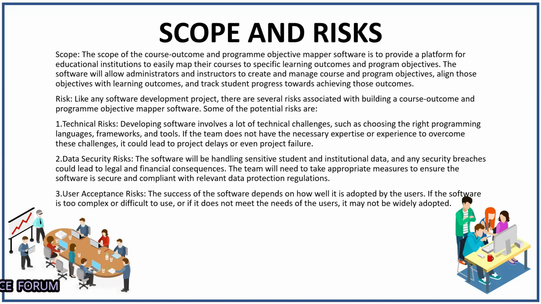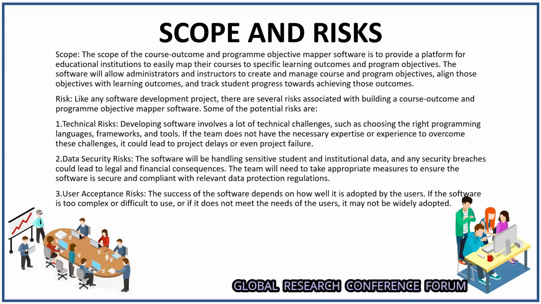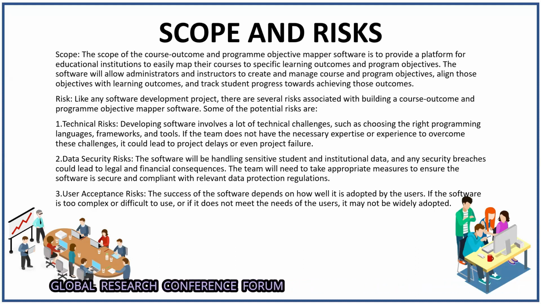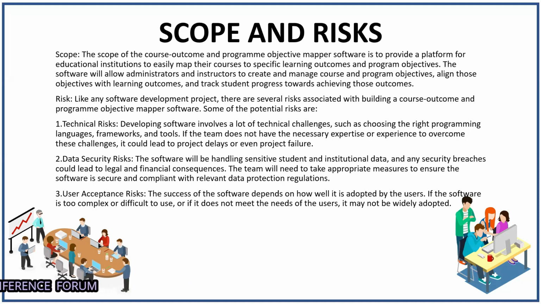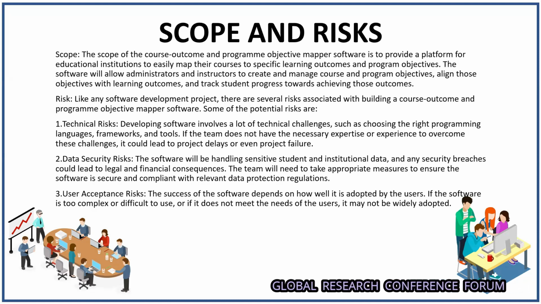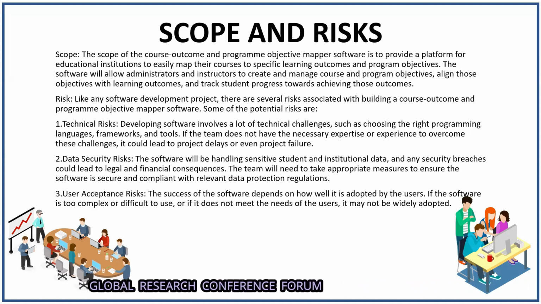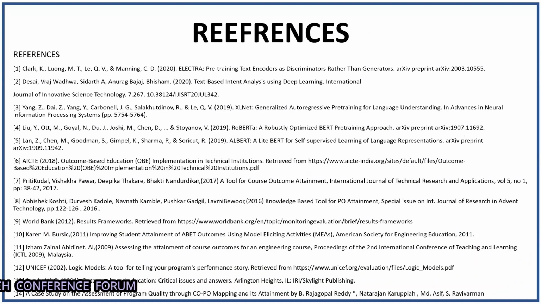Now the third is the user acceptance risk. As the software becomes more complex, the number of users will decrease. So we will ensure that we make the software less complex and more usable for the user. So yeah, these are the scope and risks, and here are some of the references which we'll be using.